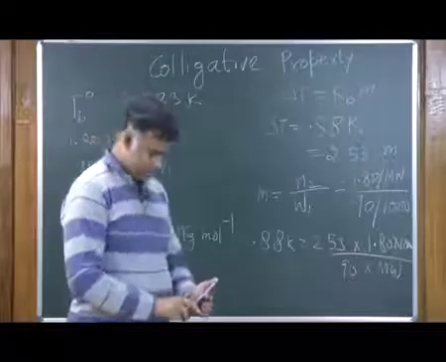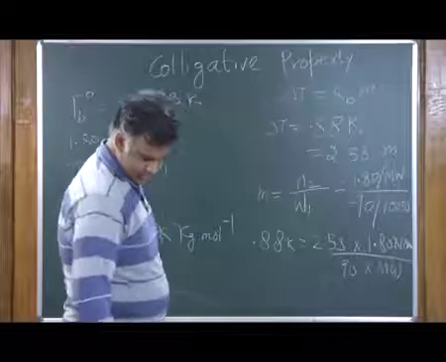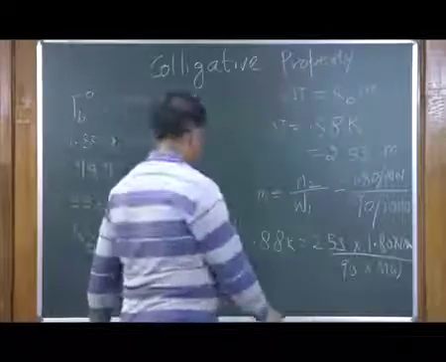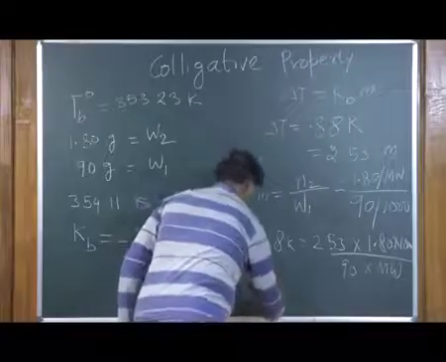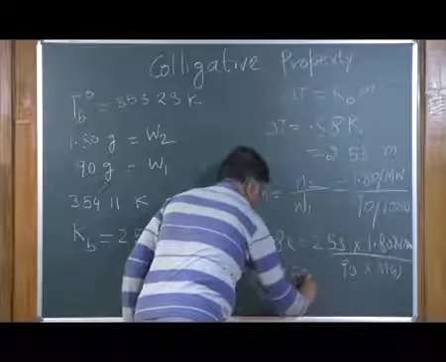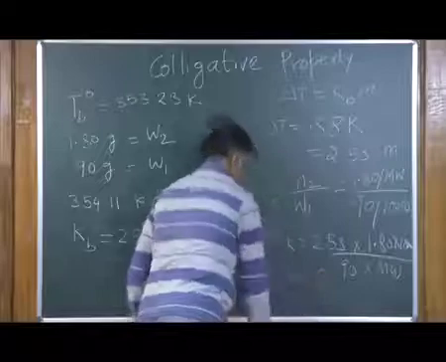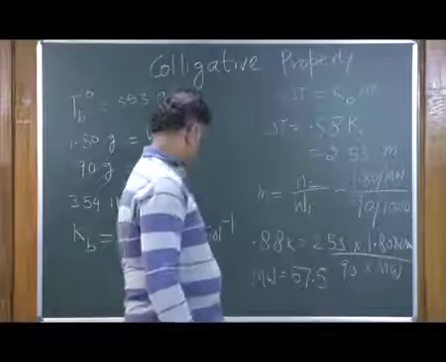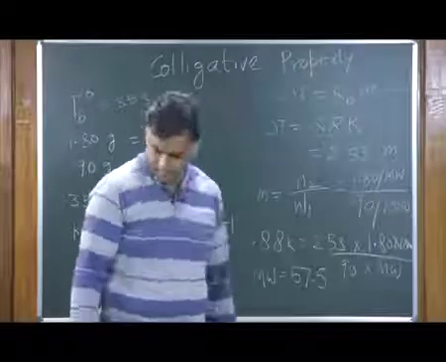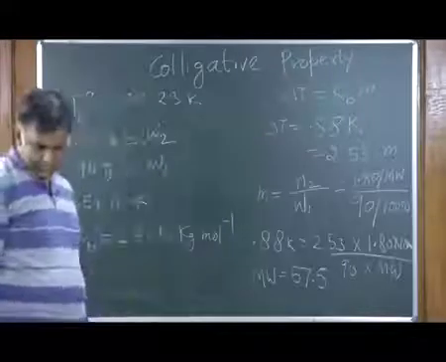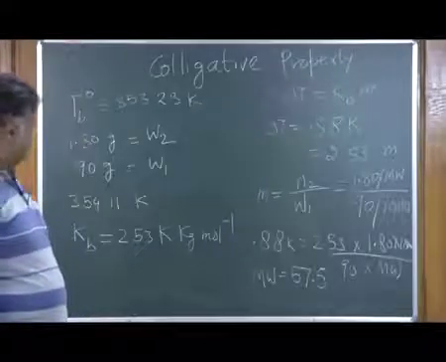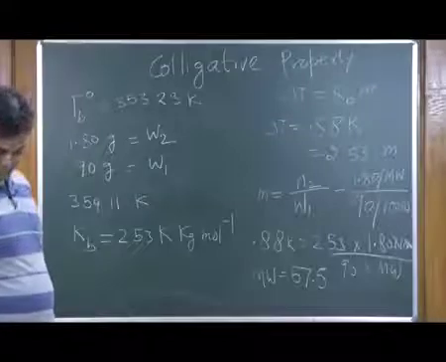So, we are going to get 57.2. So, the molecular weight we are going to get is 57.5 grams per mole. That way we can calculate the molecular weight of this unknown solute.